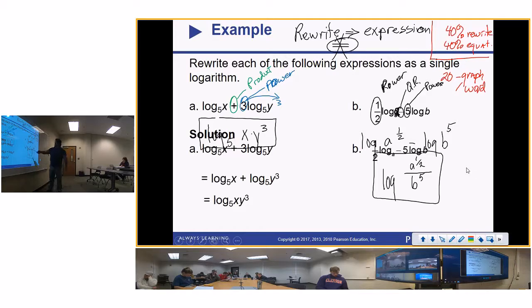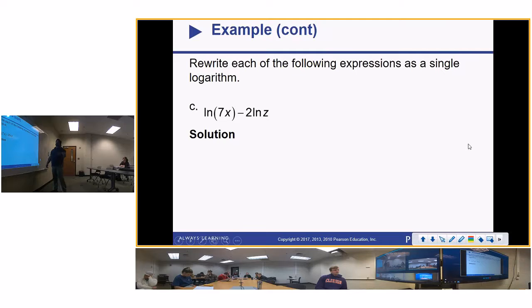Yeah, that's not right. Because technically you can't rewrite it. See, there's the log of A. They brought it up finally. Okay, and there's your answer. So that's a typo. So A to the 1/2 over B to the 5th. Those are two good test questions, and they will get a little bit more difficult. Okay, what about this one?